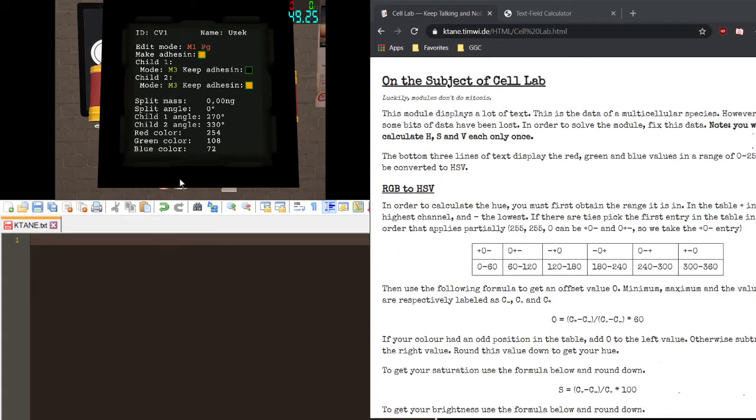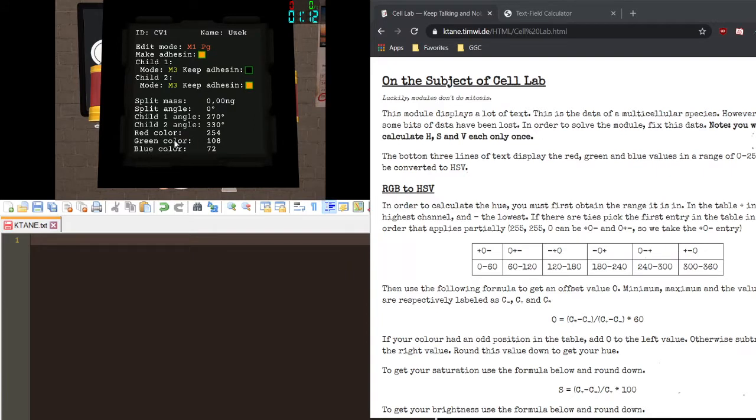Then we have this block of information: the split mass, split angle, child 1, and child 2 angle. For each of the 3 cells, one of these parts of information will be missing. One cell will be missing the split mass and the split angle, which is this cell. One cell will be missing the child 2 angle, which is this cell. And one cell will be missing the child 1 angle, which is this cell.